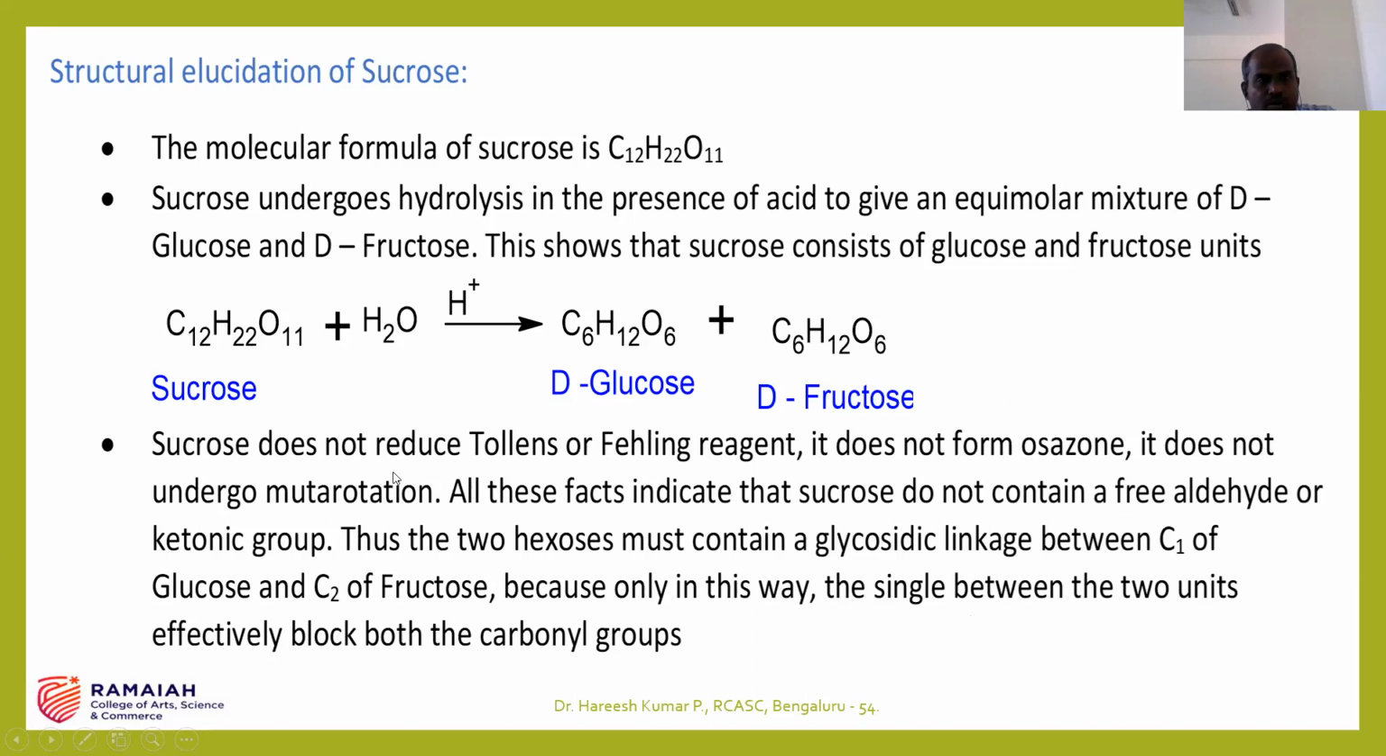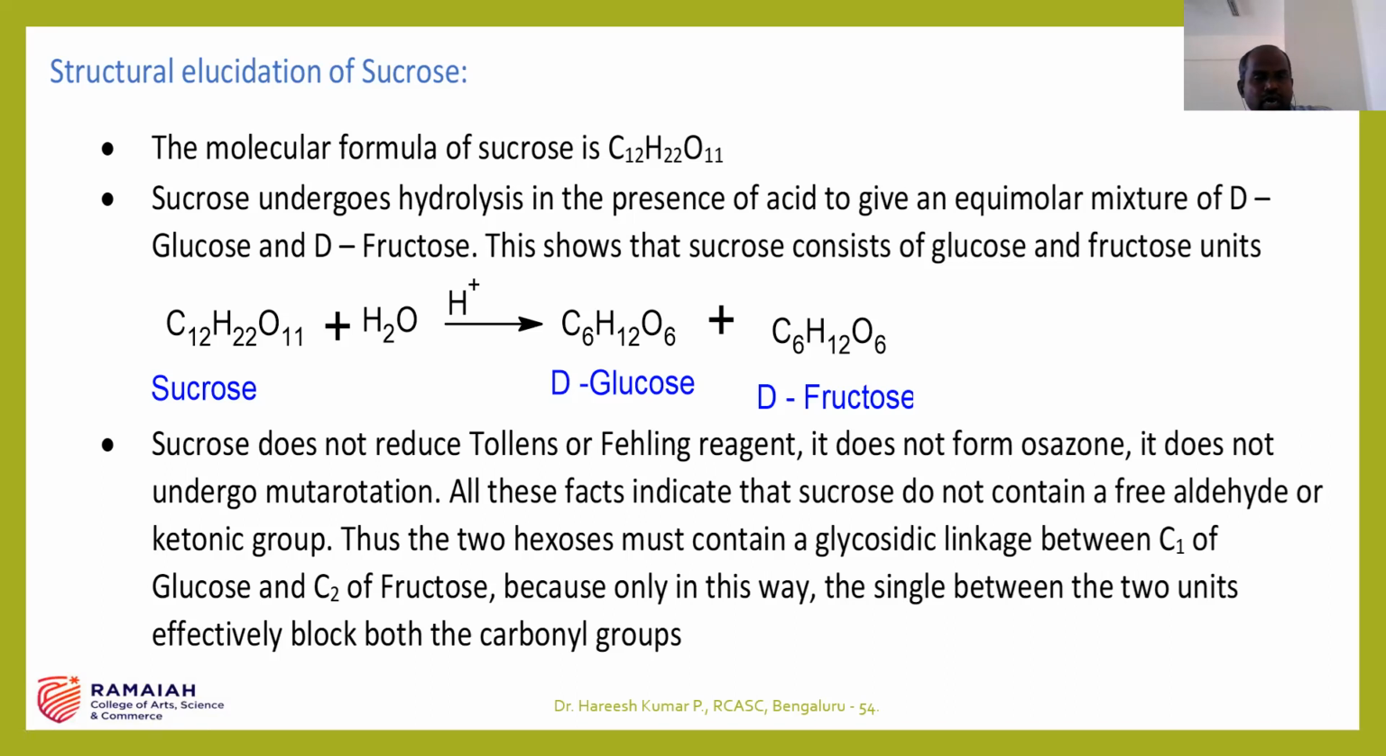It does not undergo mutarotation. I think you know what mutarotation is. So you know the structure of glucose. Glucose in solid form can be available in the form of alpha-D-glucose as well as beta-D-glucose. Alpha-D-glucopyranose will have an optical rotation of 112 degrees, and beta-D-glucopyranose has an optical rotation of 18.7 degrees.